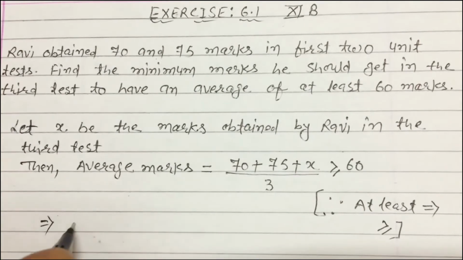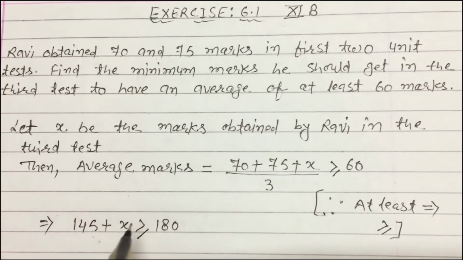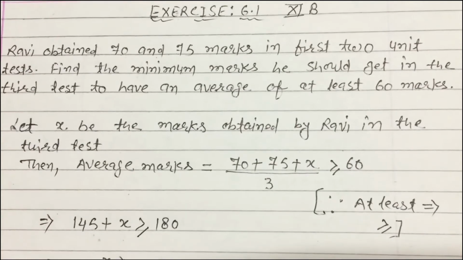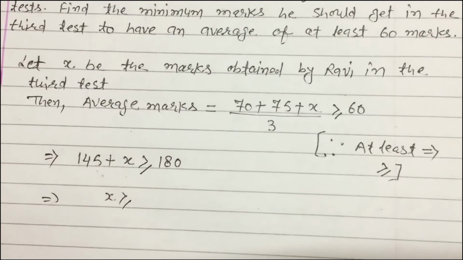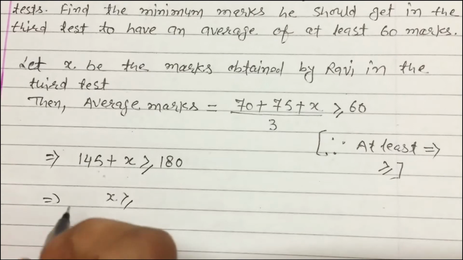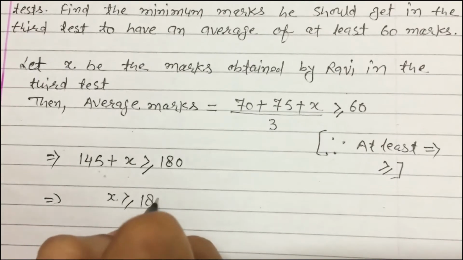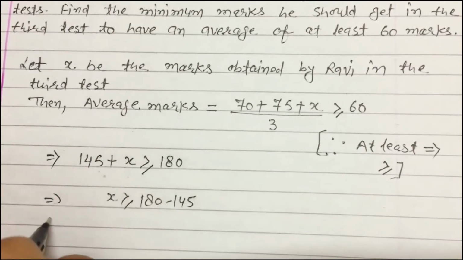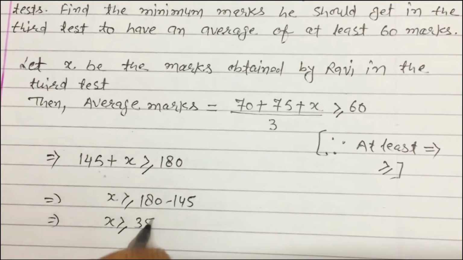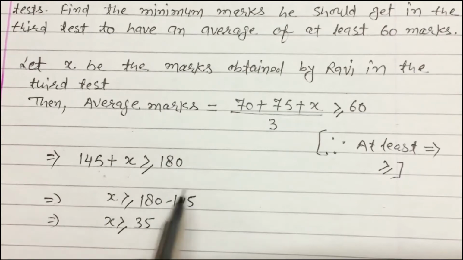Solving the inequality, you will get 145 plus X greater than or equal to 180. So X is greater than or equal to 180 minus 145, and X is greater than or equal to 35. So Ravi must obtain a minimum of 35 marks.